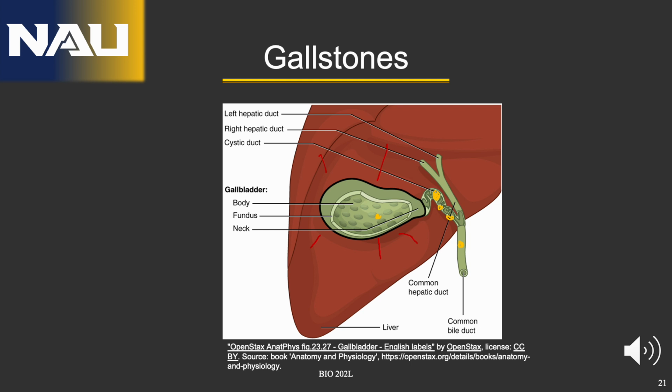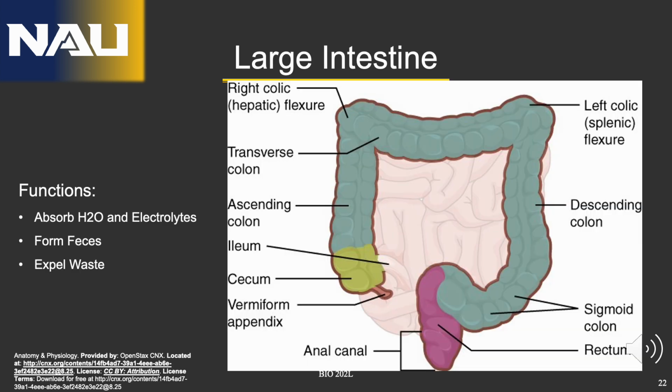The large intestine is the final part of the digestive tract, tasked with absorbing water and electrolytes, forming feces, and ultimately expelling waste from the body. It's about 5 feet long, and it includes several regions: the cecum, vermiform appendix, ascending colon, transverse colon, descending colon, and sigmoid colon, and then rectum.